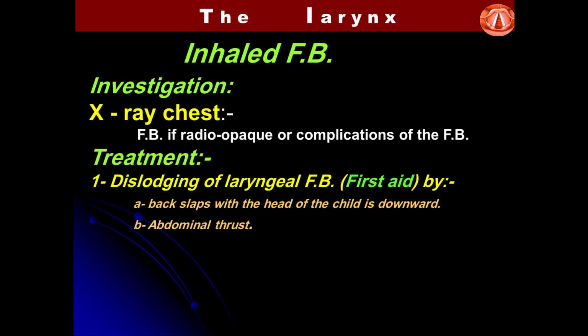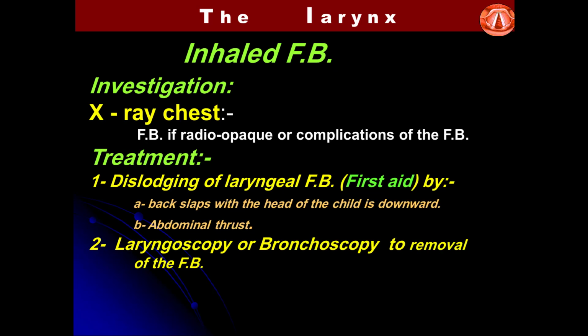For the investigation, X-ray would be helpful, especially in radio-opaque material, or it would show the complication. But for management, we would have at first what's called first aid management, dislodging of the laryngeal foreign body in an urgent situation where there is obstruction of the laryngeal inlet. We do what's called back slaps over the back of the child or the adult, just to move the foreign body and allow it to be coughed out, or we do what's called the Heimlich maneuver or abdominal thrust to allow extraction and coughing of the foreign body.